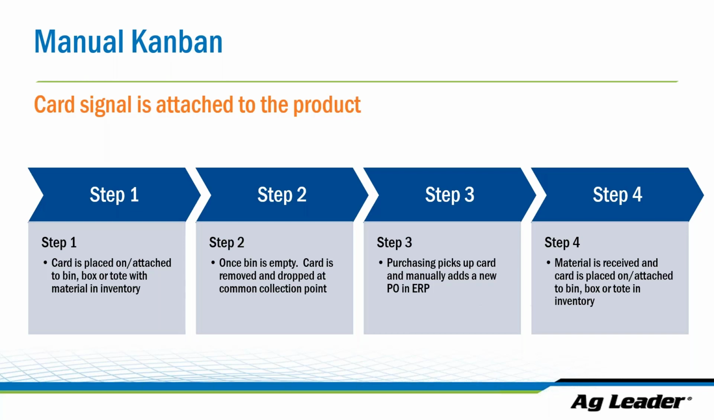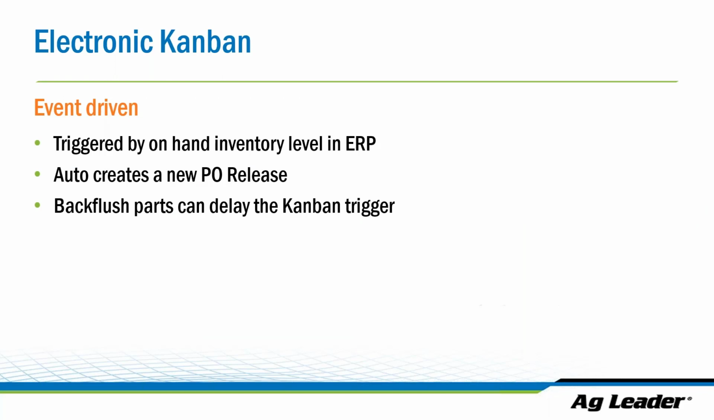Epicor doesn't really know anything about what happens when a part is set up as a manual Kanban, and that's okay. But Epicor does also have the option to do what we call electronic Kanban. Again, it's the same thing as event-driven. It's triggered by the on-hand levels that you have in Epicor. So if you look in time phase, if you set this up, you'll also be able to see in time phase when you go above and below minimum and all that, similar. It's going to use that information to trigger when it needs to auto-create a PO release.